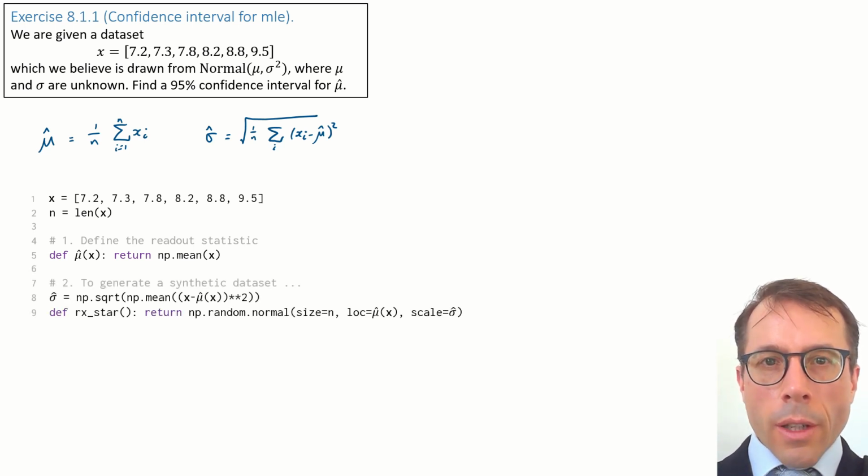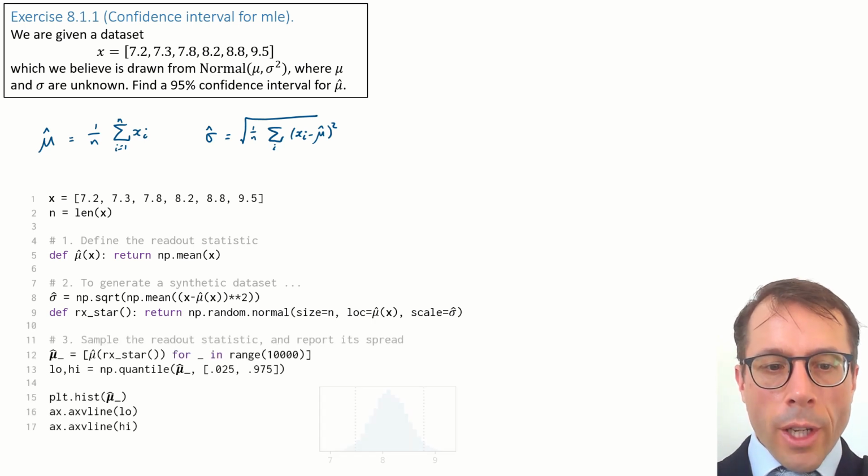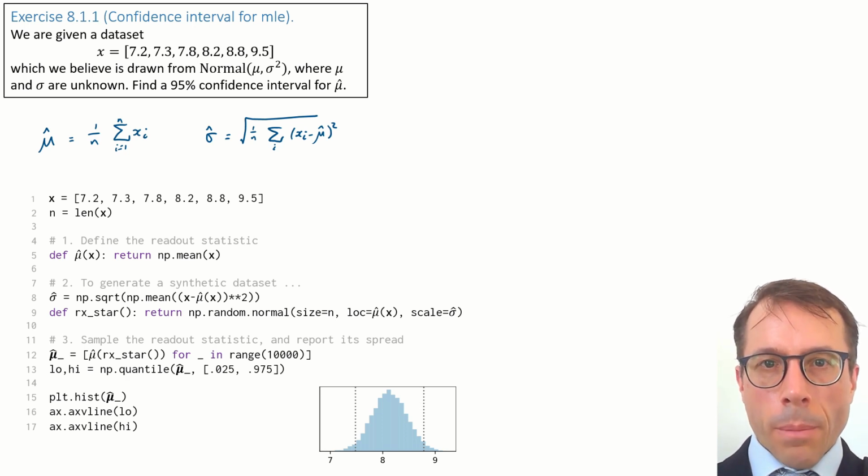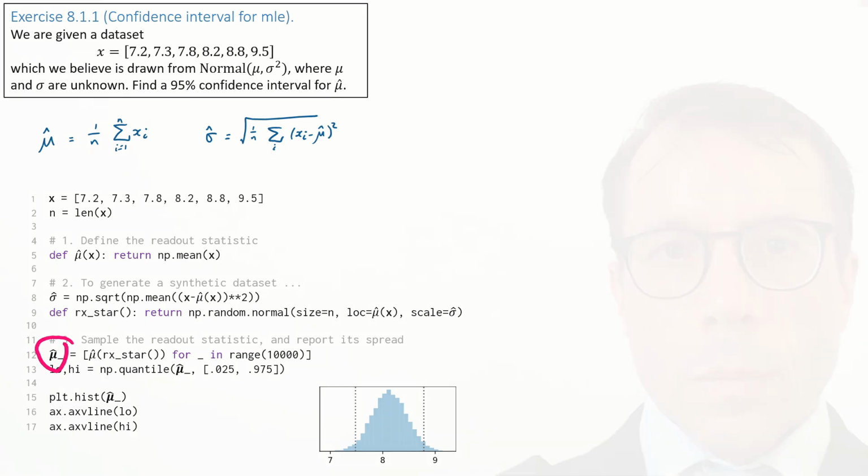Step 2, define a function for generating a random synthetic dataset using the parameters from the fitted model. So I just compute sigma hat and then I generate a synthetic dataset just like the original using my fitted parameters. Step 3, sample the readout statistic by generating lots of synthetic datasets and computing the readout statistic on each of them. In my code snippets, I'm writing the list of sampled values with an underscore and I'm putting it in bold to emphasize that this is a list. Here, I'm also showing a two-sided 95% confidence interval. Okay, all done.